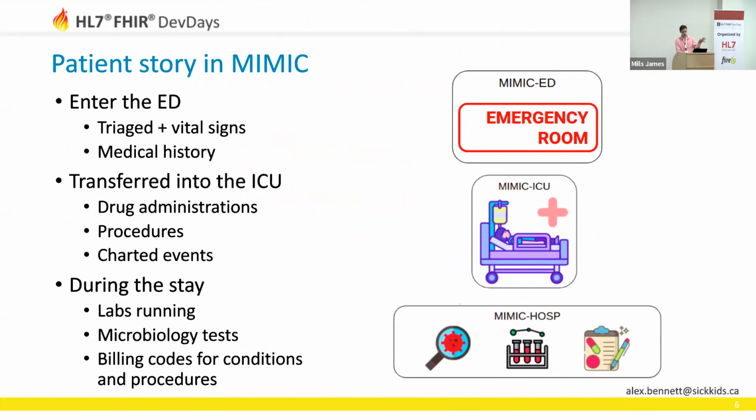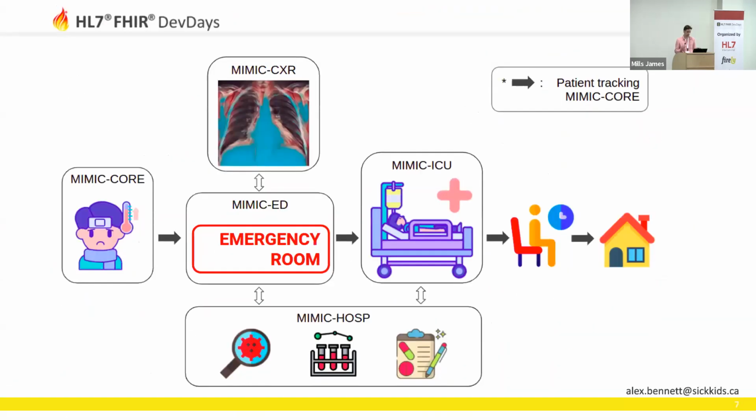And so if we look at just that patient story going through in MIMIC, we've got the ED where you've got the triaging and getting the medical history. There are individual tables storing that ED information, as well as when it's transferred into the ICU, there's a lot of procedures, charted events, drug administrations, and then during that stay, as I mentioned, many different labs and billing codes. We're really going to focus on MIMIC Hosp and ICU because that's where a lot of the core data is, and wanting to get that into FHIR.